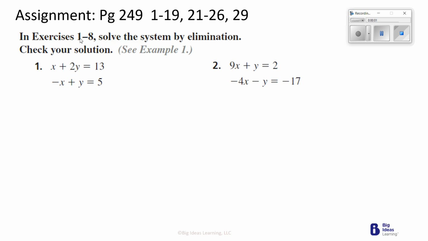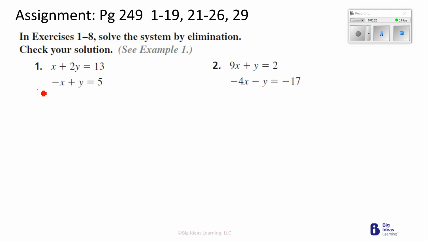Work out this homework. Exercise 1-4 says solve systems by elimination. All right, the first one we got here is x minus 2y equals 13, and we got minus x plus y equals 5. This is a great setup because I'm already set up to eliminate x.